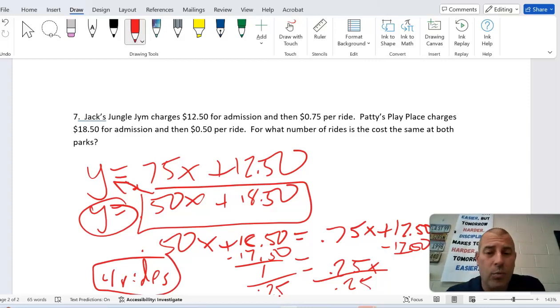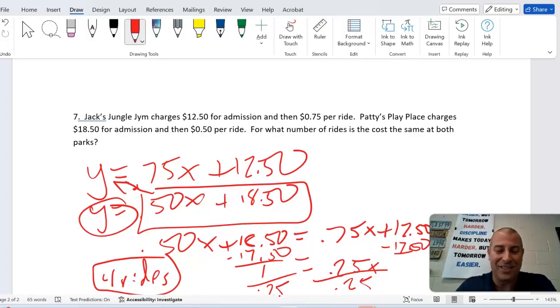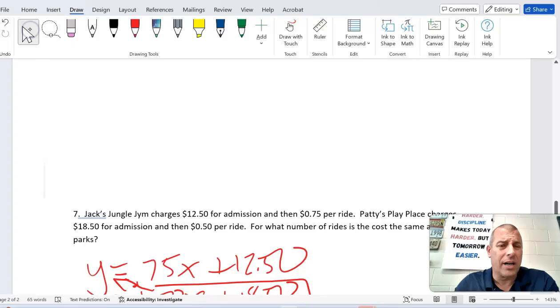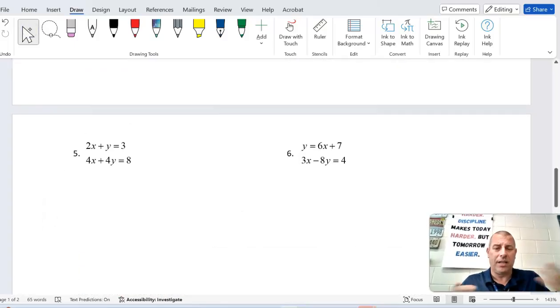Then we can get to analyzing, what if we do more than 4 rides? Who's cheaper? What if we do less than? That's where the graph is nice, because it gives you a visual representation of that. All right, I think we're in a good spot regarding it. The main thing is plugging it in.